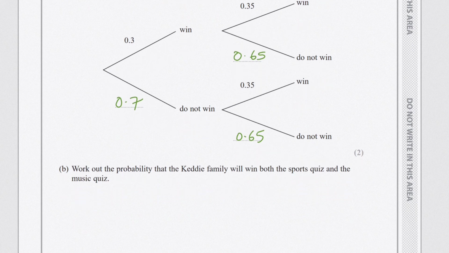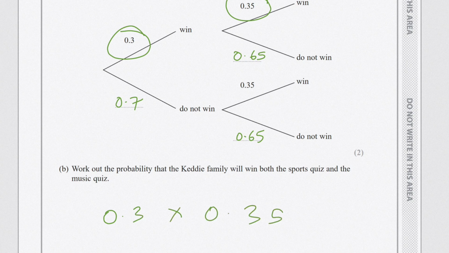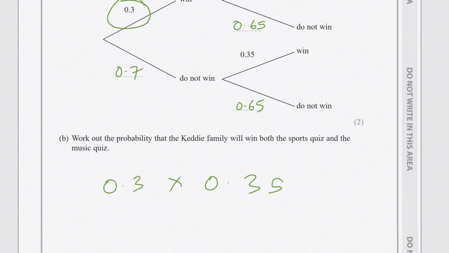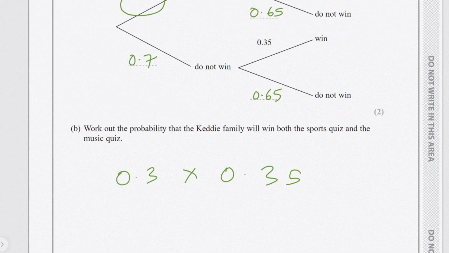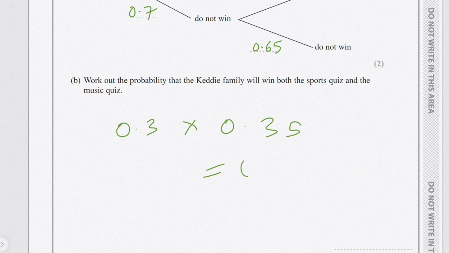Work out the probability that the Kennedy family will win both the sports quiz and the music quiz. So the probability of winning both the sports quiz and the music quiz is 0.3 times 0.35. Multiplying them both together, we get 0.105.